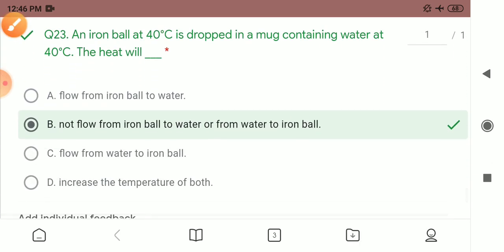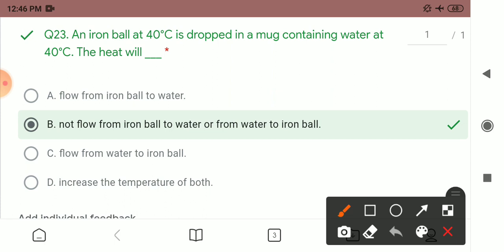Next, 23rd number. An iron ball at 40 degrees Celsius is dropped in a mug containing water at 40 degrees Celsius. The heat will... One mug is there, in which the water is there and the temperature of that water is 40 degrees Celsius. Now I have an iron ball, and its temperature is also 40 degrees Celsius. Now if I drop the iron ball in the mug filled with water at 40 degrees Celsius, then what will take place, or the heat will flow from what to what?